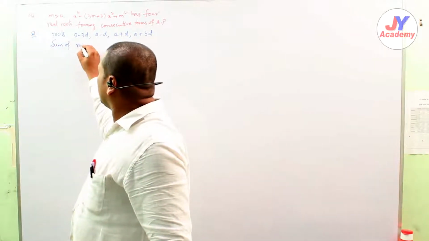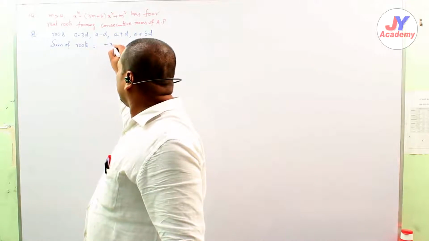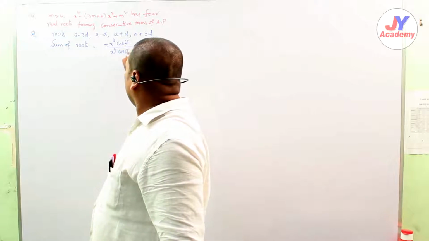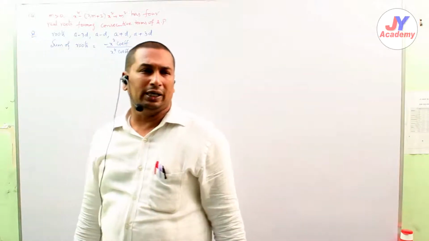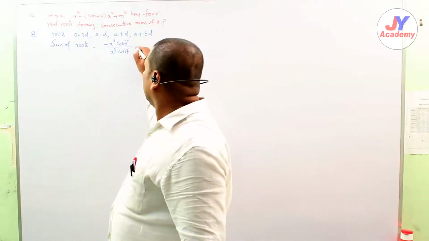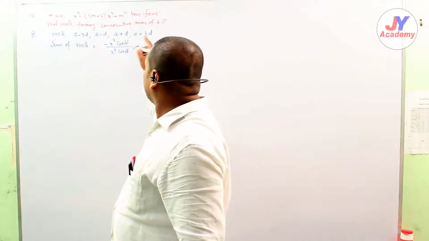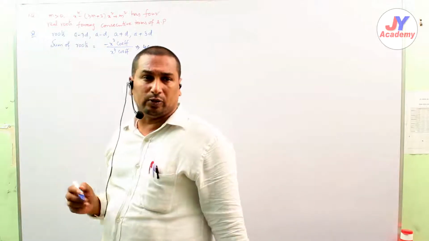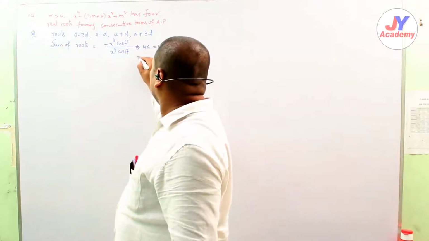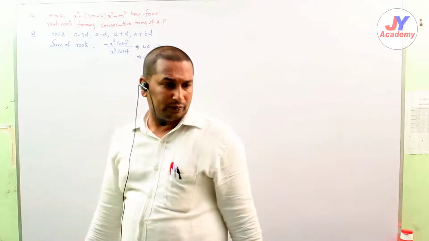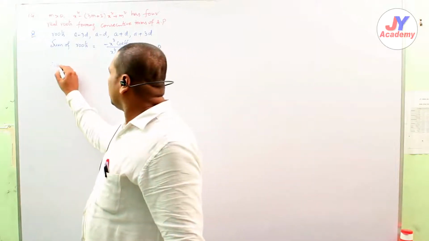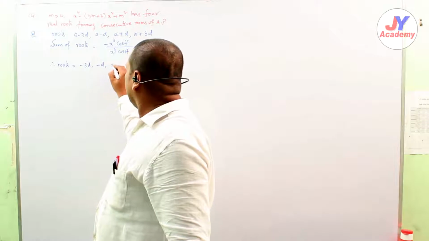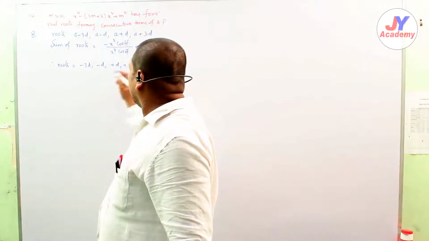What about the sum of roots? It is minus x cube coefficient by x power 4 coefficient. That implies 4a is equal to, here there is no x cube coefficient, so 0. Then a is equal to 0. So now the roots are minus 3d, minus d, plus d, plus 3d.